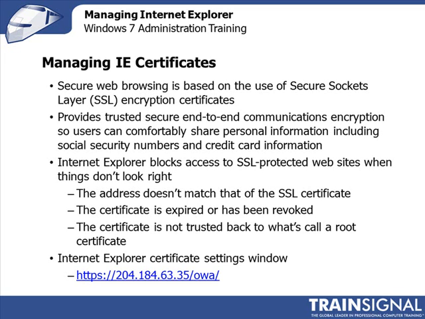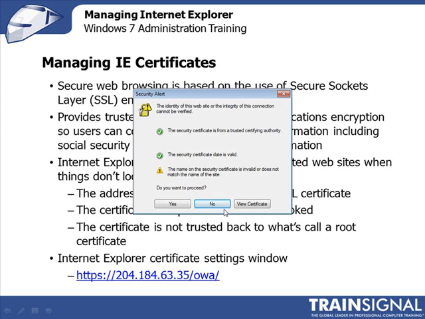So let's take a look at what happens when you browse to a website when there's a certificate name mismatch. I'm going to browse to the site you see on your screen, and you're going to see what happens. Basically, the identity of this website or the integrity of this connection cannot be verified. The security certificate is from a trusted certifying authority, and the security certificate date is valid. However, the name on the security certificate is invalid or does not match the name of the site.